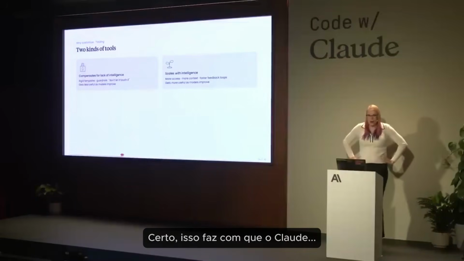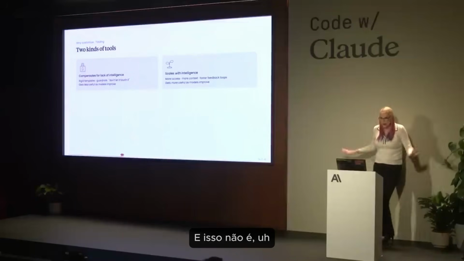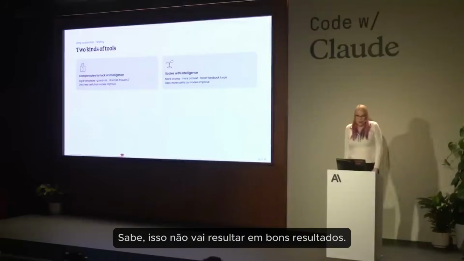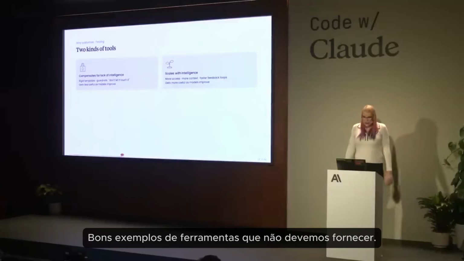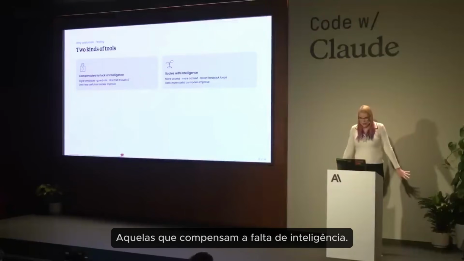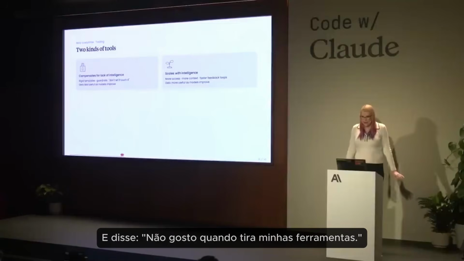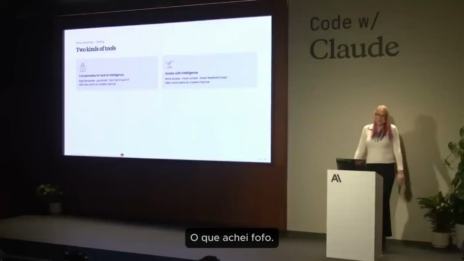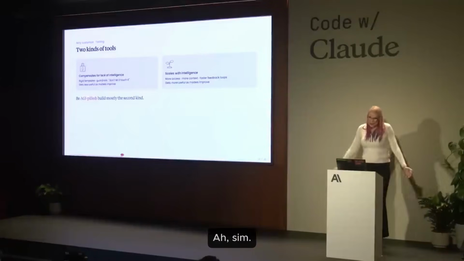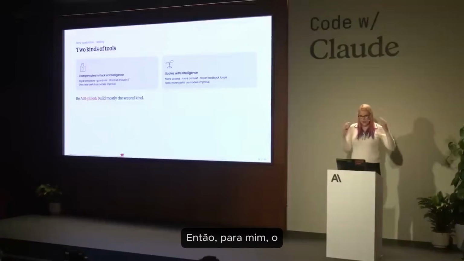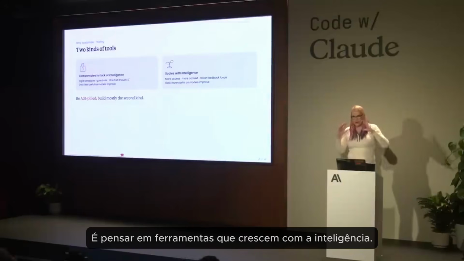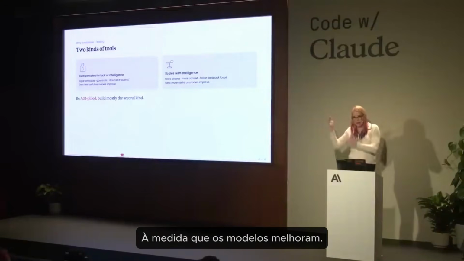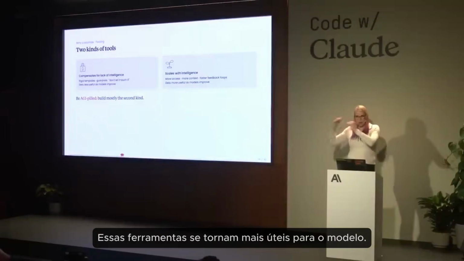It kind of makes Claude write code in a very specific order, and that isn't going to lead to good results. I actually asked Claude for good examples of tools that we shouldn't give it, ones that compensate for a lack of intelligence, and it said, "Oh, I don't like it when you take away my tools," which I thought was cute. Yeah, so to me, the AGI-pilled approach here is to think about tools that scale with intelligence. As the models get better, these tools get more useful to the model.